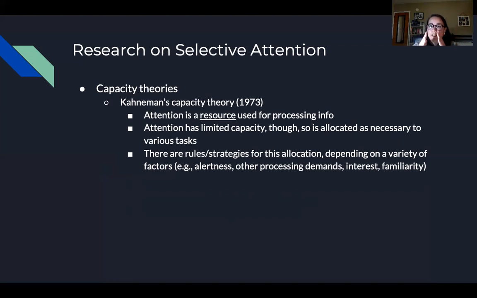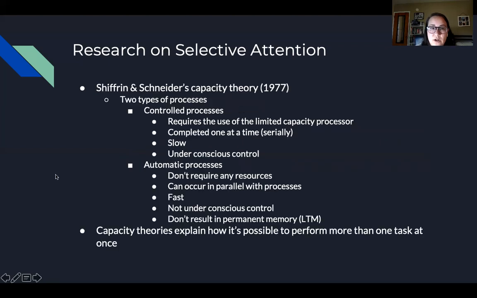And so then this leads to sort of this slowdown or this narrowing of information. And so the idea here is that there are then two types of processes that happen from this. So there's controlled processing, and then there is automatic processing. And so with controlled processing, these are the kinds of processes that require the use of a limited capacity processor, especially when it comes to working memory.